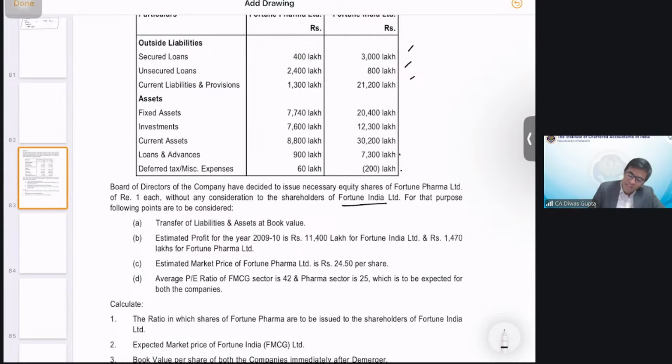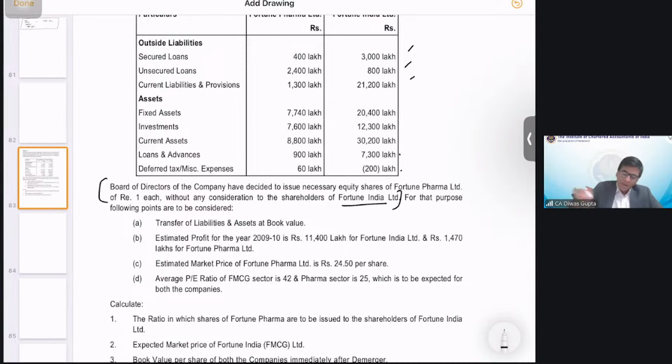Now, why will this happen? Why will they issue fresh equity shares of the new company to the existing shareholders? The reason being, they have given up a certain part of their assets and liabilities, which is net assets, to the new company, and they should be compensated for whatever they have given up to the new company, right, in the form of shares. That is what they are doing.